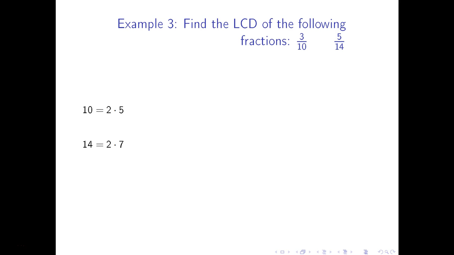Well, they both have a 2 in common, so lowest common denominator gets a 2, and I can cross that out. Now what's left over? Well, a 5 and a 7, they have nothing in common, so they each get to come down here. I have 2 times 5 times 7, which is 70. It's pretty nice if you ask, a pretty simple process. This will also help us out in just a little bit, but let's try another one.